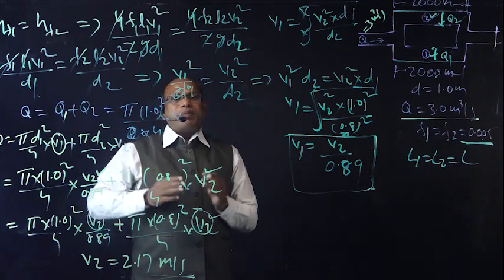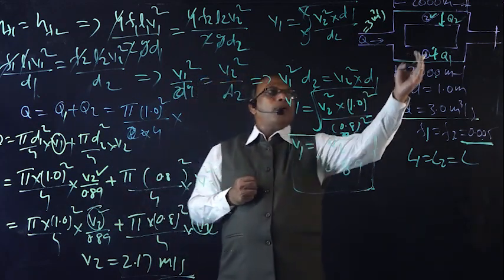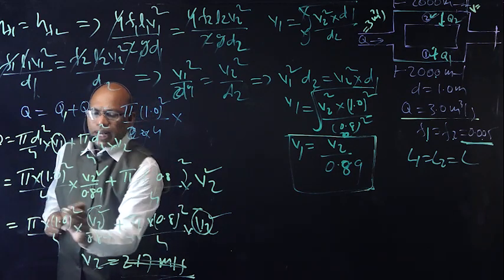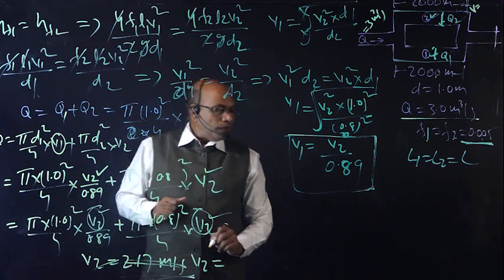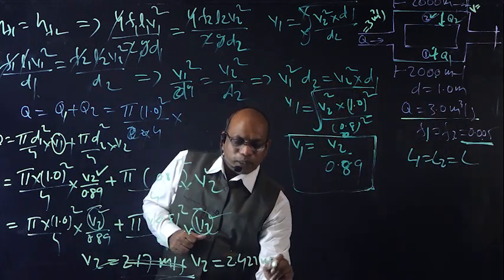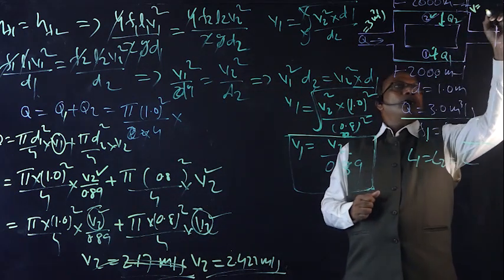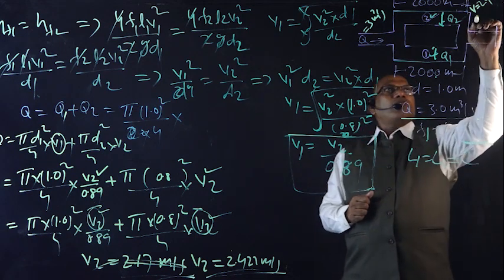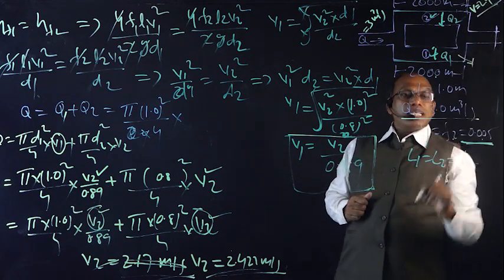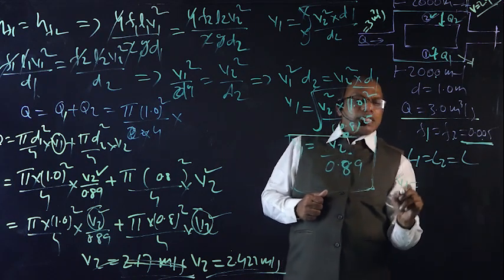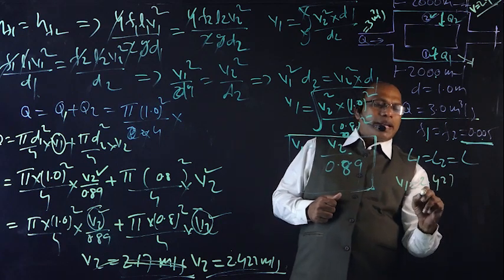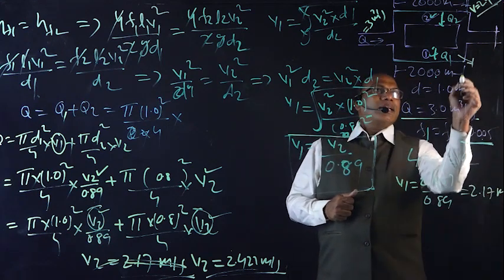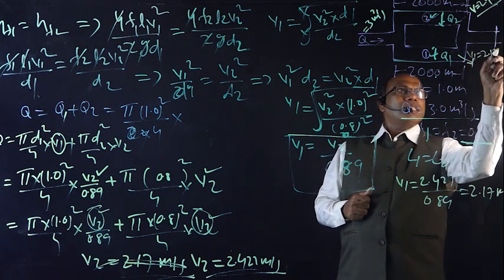Now we have determined the velocity in pipe 2. Small mistake. By solving this equation, the velocity in pipe 2, V2 equal to 2.427 meter per second. Right? Once we know the velocity in pipe 2, we are going to determine the velocity in pipe 1. We have one relation that V1 is equal to, what is the V2 value? 2.427 divided by 0.89. Therefore, V1 is equal to 2.17 meter per second.